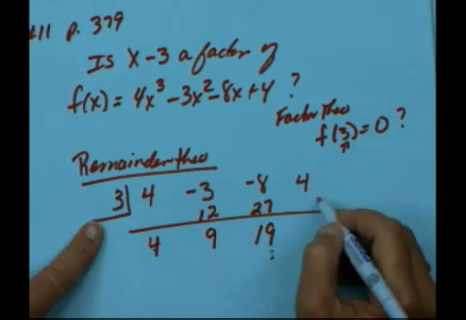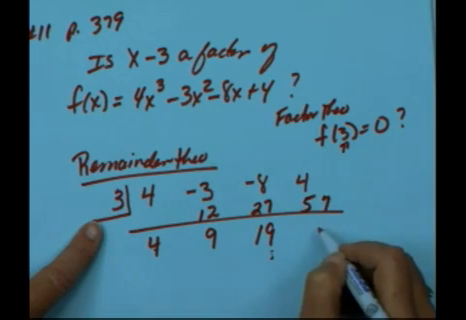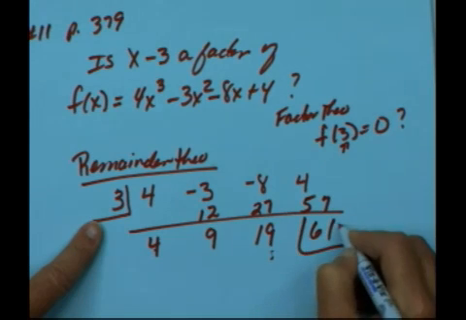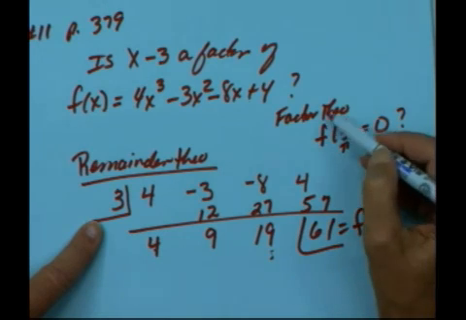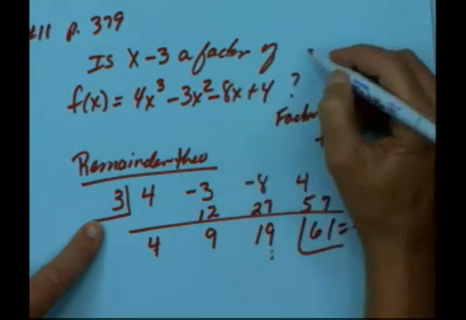19 times 3, 3 times 9 is 27. Was that 57? 57. And when you add, you get 61. Yep. So this is the value at 3. So therefore, by the factor theorem, x minus 3 is not a factor.